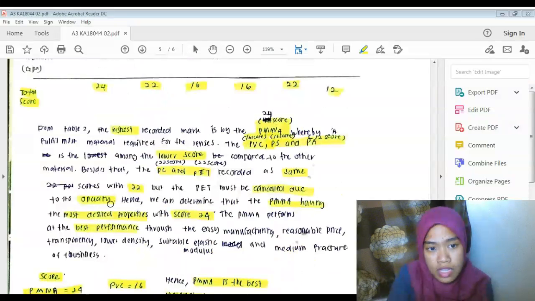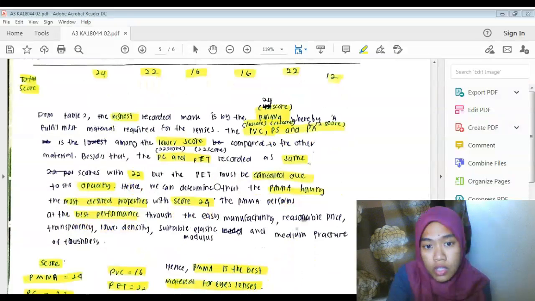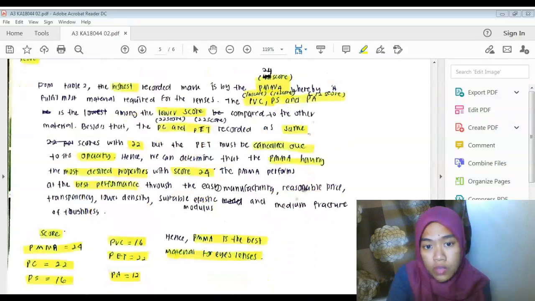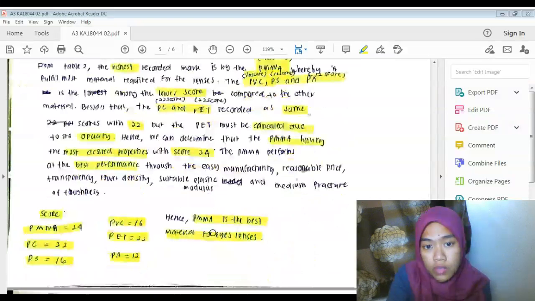Hence we can determine that PMMA has the most desired properties with a score of 24. PMMA performs best in easy manufacturing, reasonable price, transparency, low density, suitable elastic modulus, and also medium fracture toughness. Hence, PMMA is the best material for eye lenses.